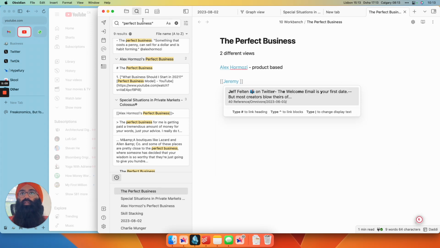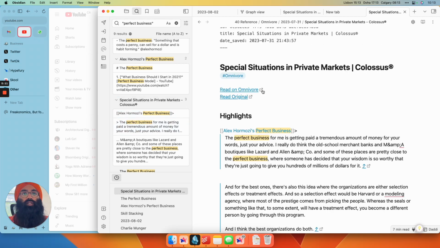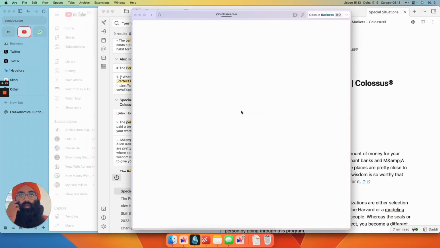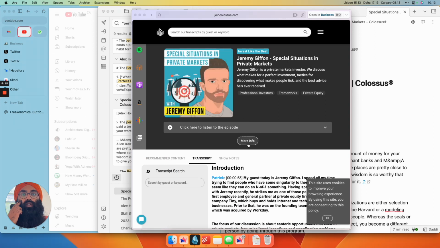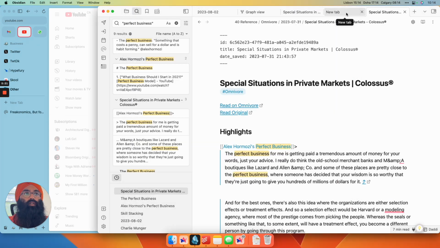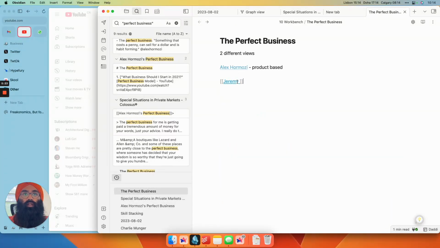Actually, I don't even need to check it afterwards. Let's use the power of my notes here. So let's go here and let's just read the original of this. What is this gentleman's name here? Jeremy Giffen. There we go. Let's grab it here. Last thing you want to do is start writing this note and then have to redo it. Okay, so let's grab him. There we go. So he talks about his perfect business being advice-based.